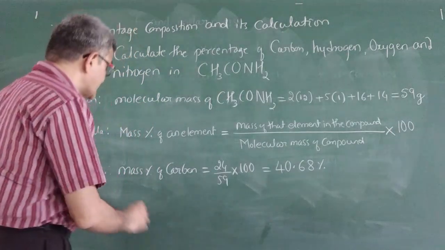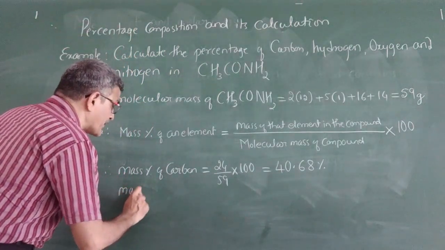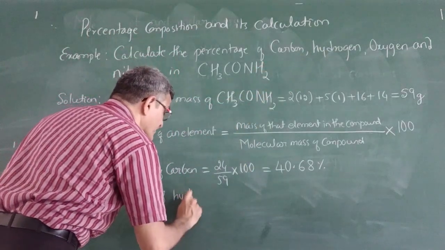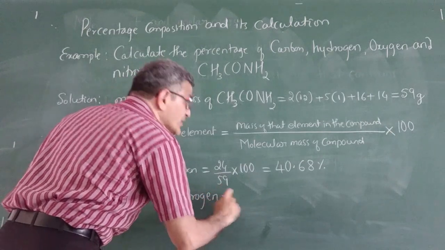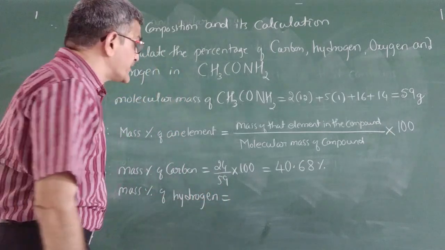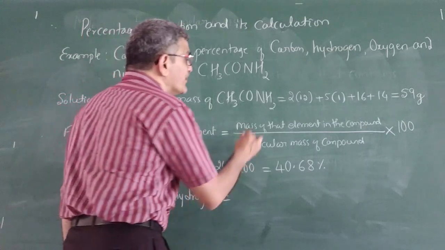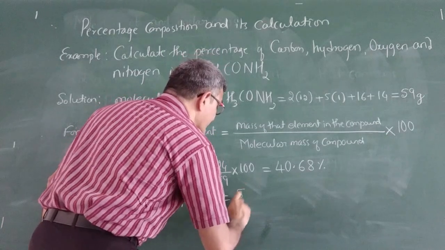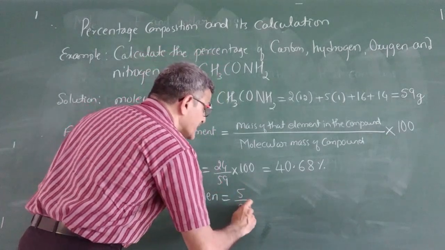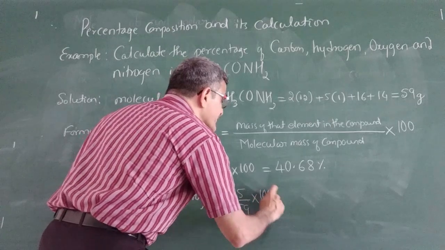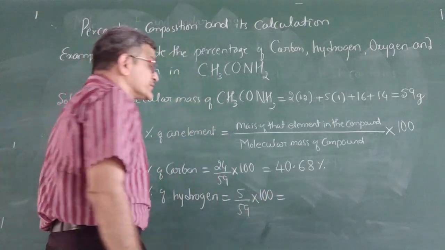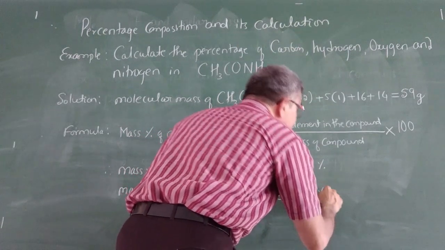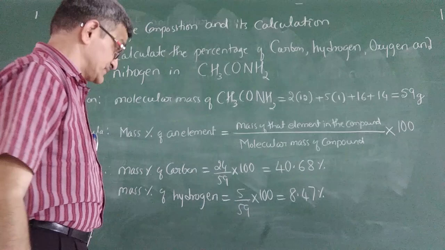40.68%. Next, in the same way, the mass percentage of hydrogen. Mass percentage of hydrogen equals the mass of hydrogen in the compound, which is 5 into 1, so 5, divided by 59, into 100. So that is equal to 8.47%. Okay.